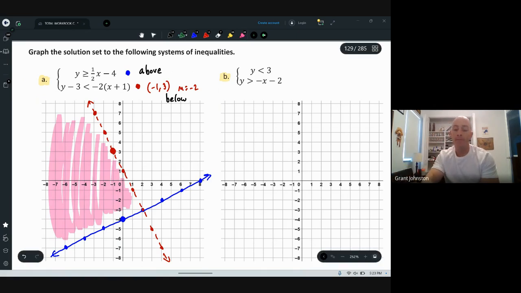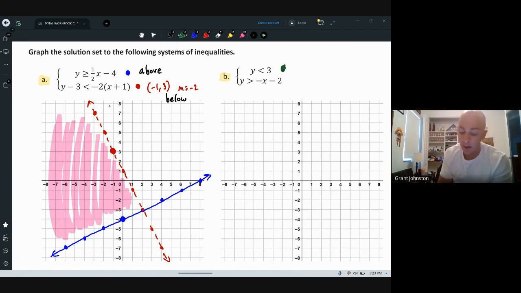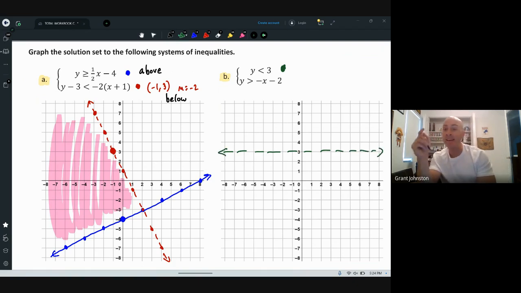Let me show you B. So this one says y is less than 3. So that would be a horizontal line at 3. And less than that, so it's not equal to it, so it's going to be a dashed line. I'm going to hold off on the shading. Now the second equation I will do in blue.